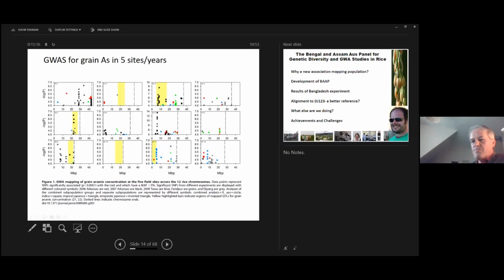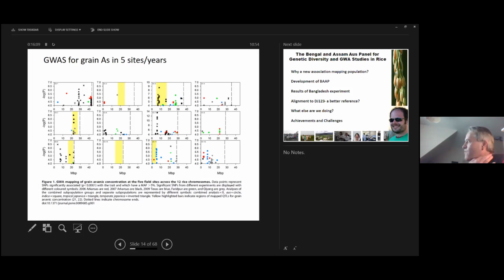That is because when we use this population, we do multiple GWAS analyses. The crosses are what we call combined analysis, which takes all of the data of all of the cultivars for which we have data and does the analysis on that. But for example, the circles are just the aus, the squares are just the indicas, the triangles are just the tropical japonicas. So it's very complicated, the analysis we're doing. And there's a very simple conclusion from all of this, and that is that there's almost nowhere on this mapping exercise where you see QTLs for grain arsenic which occur in the same place from different experiments, or even from different subgroups of the population.